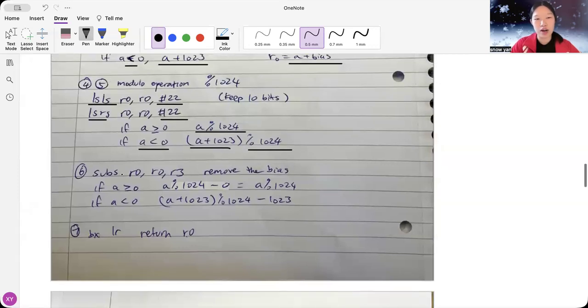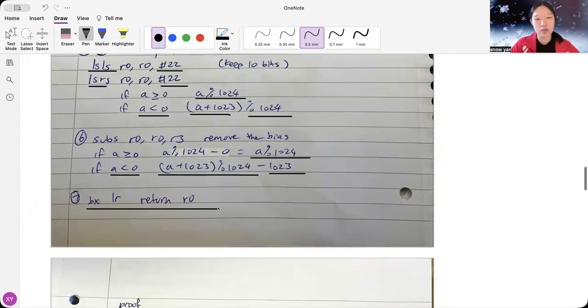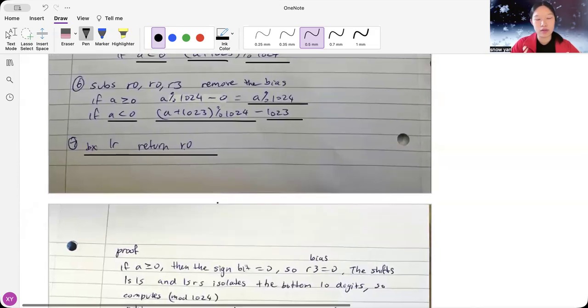So I'm just going to subtract it from the number. So if A was greater than or equal to 0, my bias was 0. So if I subtract by 0, nothing happens. So I still keep my remainder. If A was smaller than 0, then I would just have this expression, right? Whatever remainder I just found from before, I subtract it by 1023. And then in the end, I return whatever I got with that remainder.